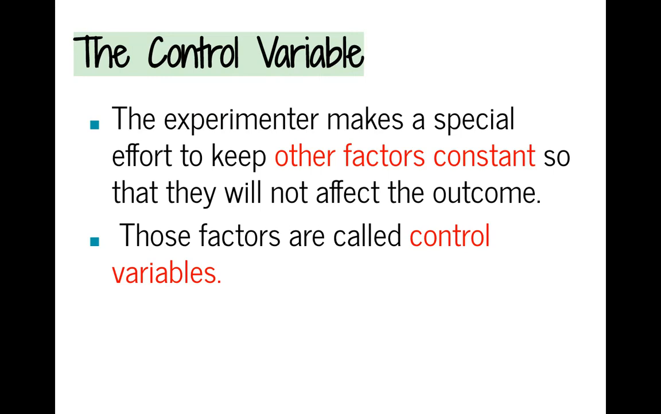So one of the variables we're going to learn about is the control. The control variable is when the experimenter makes a special effort to keep other factors constant so that they will not affect the outcome. Those factors are called control variables. So these are the items that stay the same. I don't change anything different to this variable.